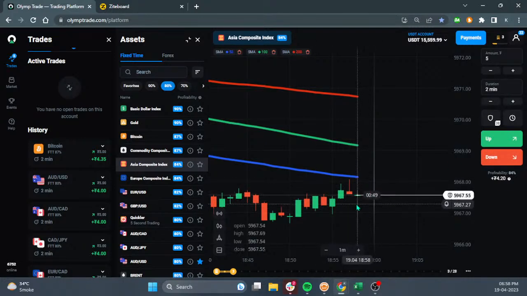Guys, I hope it's clear why I'm not opening a trade. Because this candle I was presuming will touch SMA 50, but it didn't. So I'm not opening a trade. But if you see, if we were here, this is a sort of reversal happening, right?